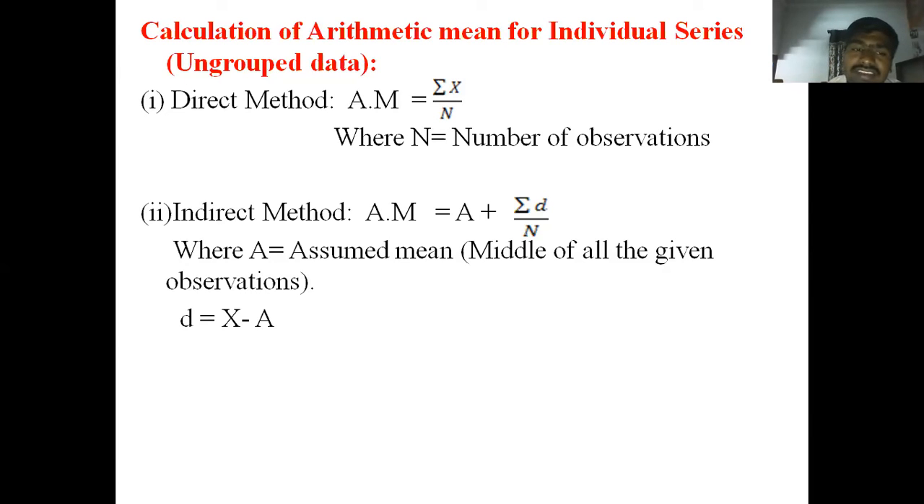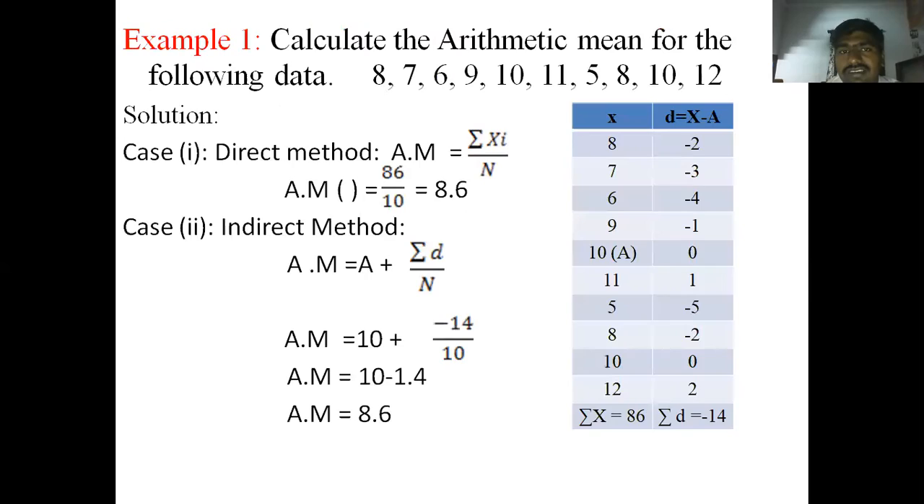And D, what is D? D is nothing but deviations. What is deviation? D equals X minus A, where X is the original observation minus the assumed value. Once you use this formula, we can get the arithmetic mean for an individual series. Look at a simple example. Calculate the arithmetic mean for the following data. We have data 8, 7, 6, 9, 10 and so on. I gave 10 observations in total.